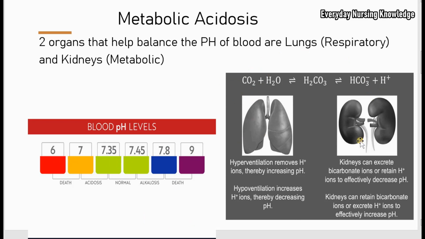Now how do kidneys help to maintain the blood pH? Kidneys can excrete both bicarbonate and hydrogen ions and help to maintain the blood pH. But remember, the respiratory system always acts fast, whereas the renal system is a slow and steady system. It takes days to maintain the balance of the pH. Now, what are the causes of metabolic acidosis?